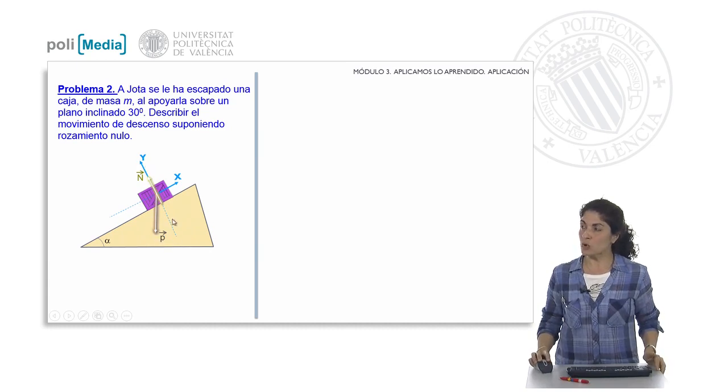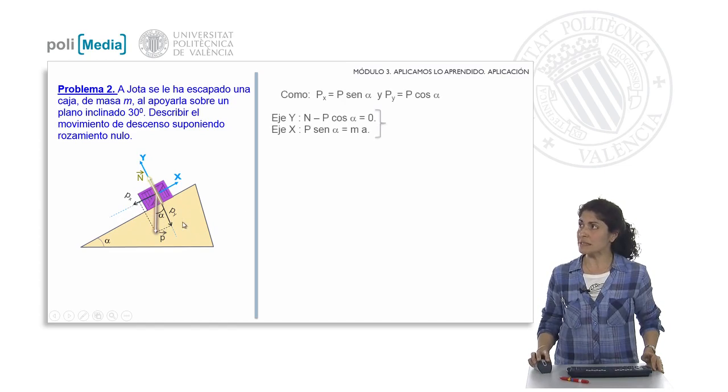Now what happens is that the weight does not belong or is not contained in any of the 2 axes considered. Then we are going to decompose it. We will have the decomposition of the weight on the x-axis and on the y-axis. Here we will have the angle alpha between these 2 axes, which would be the angle that marks the slope of the plane on which the box slides, and we will have therefore from the sine the x-component of the weight and from the cosine the y-component.